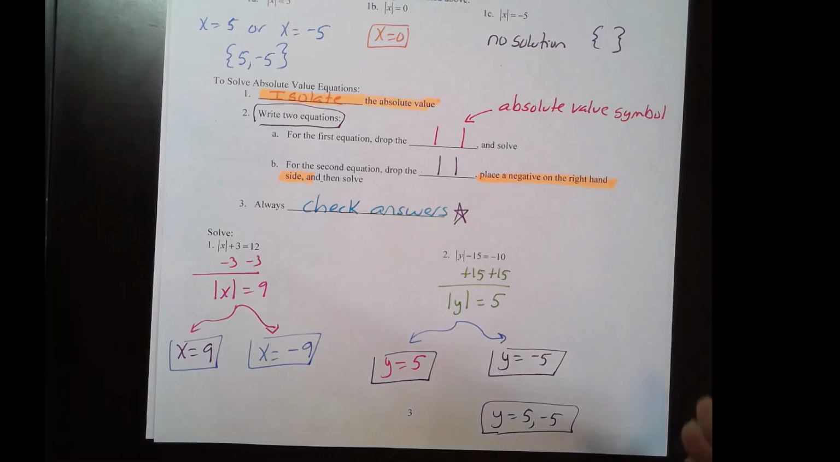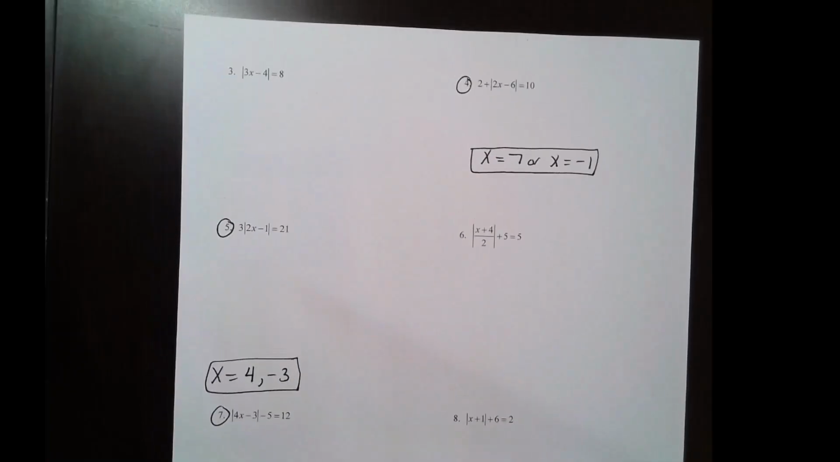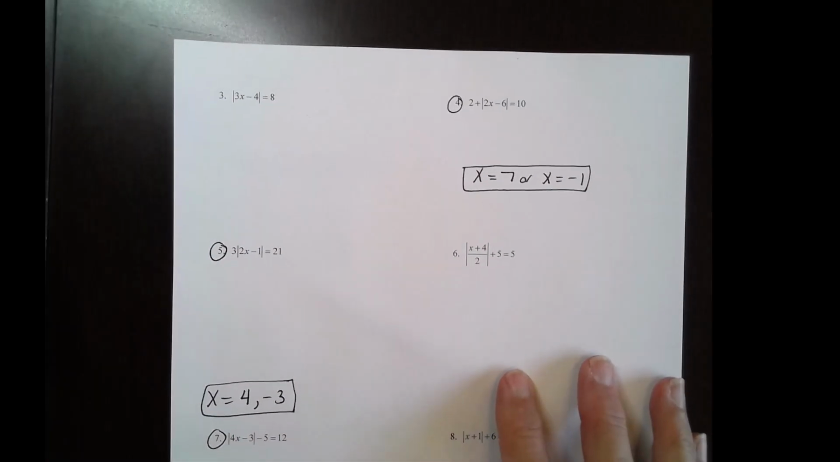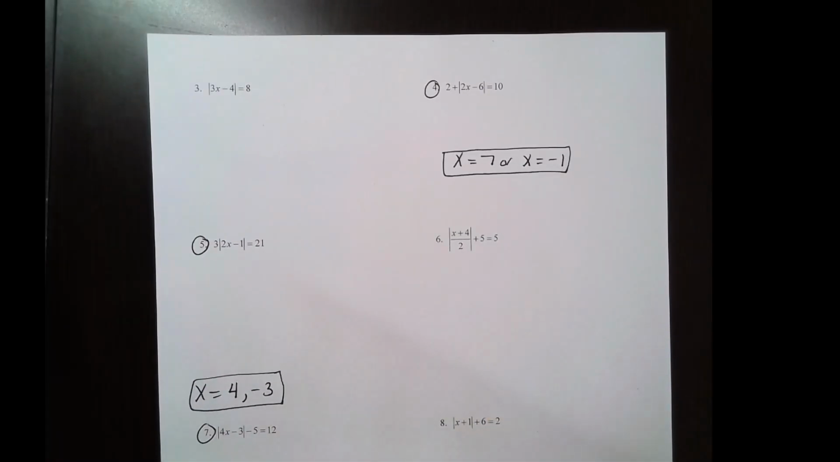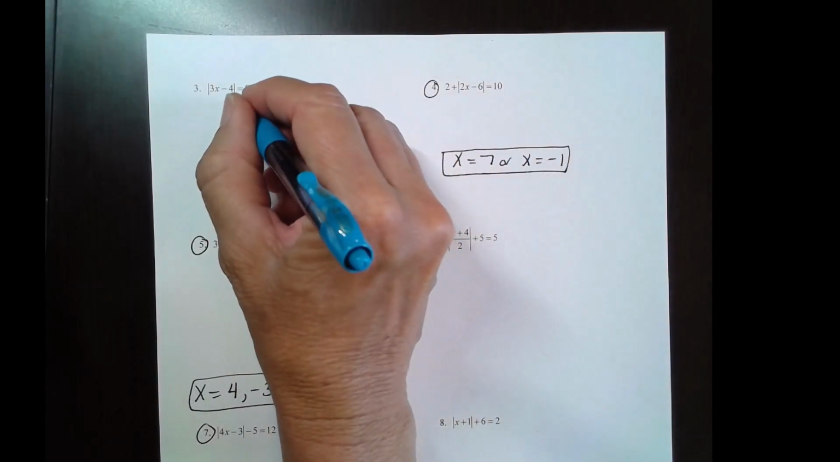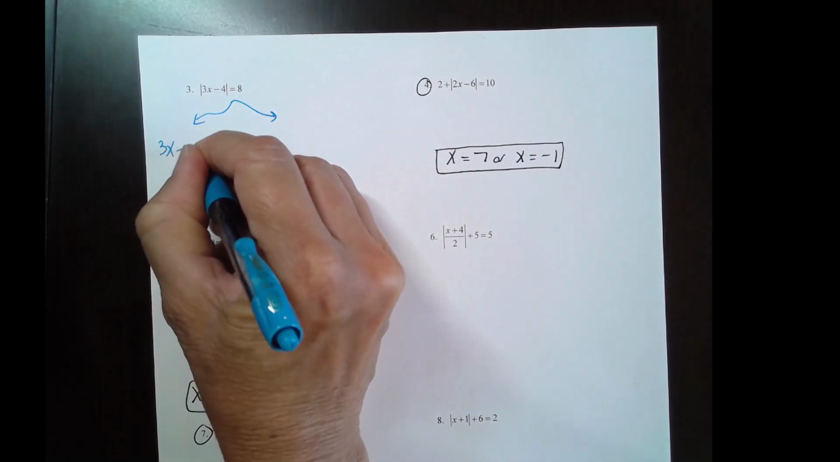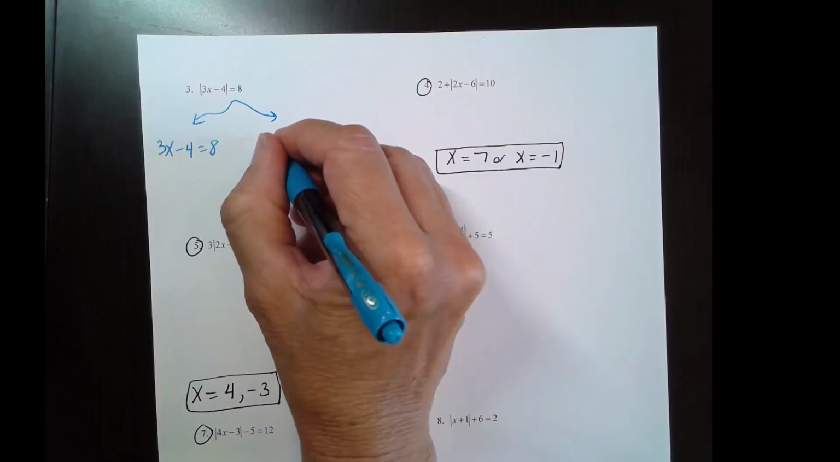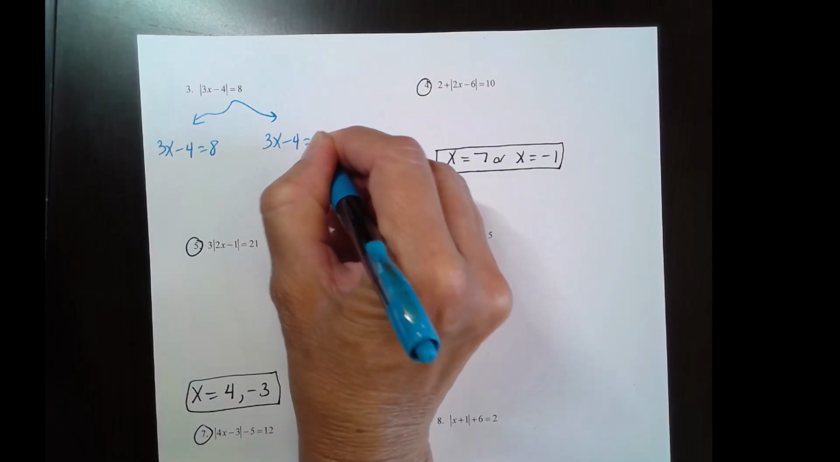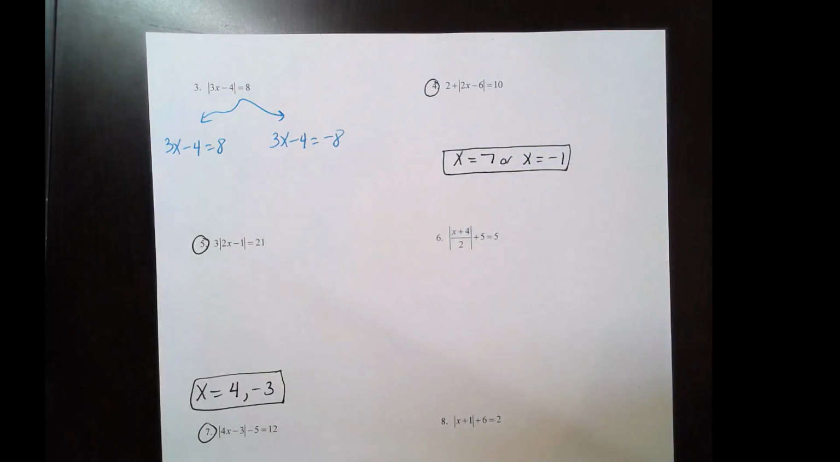So now let's look at some problems that require a little bit more work to solve. For example, number 3, absolute value of 3x minus 4 equals 8. First things first, make sure the absolute value is isolated. Second thing is we want to break it up into our two equations. First equation, we drop off the absolute value and equal it to a positive 8. Second equation, drop off the absolute value and equal it to a -8. So 3x minus 4 equals positive 8, or 3x minus 4 would equal -8. And then we'll solve each equation individually.